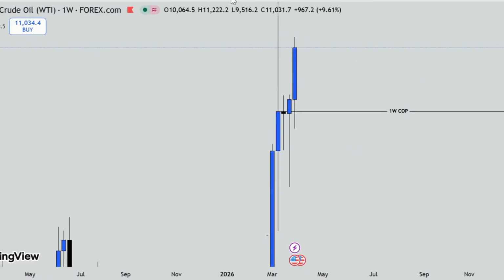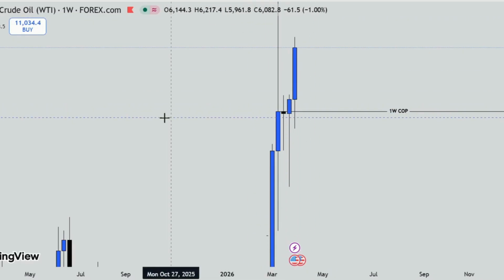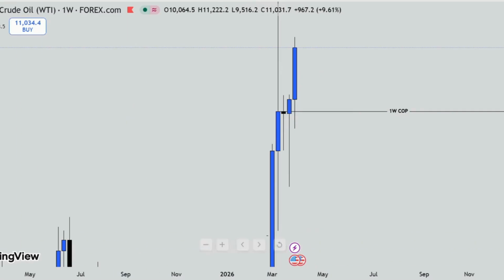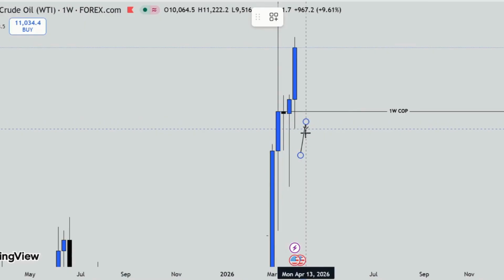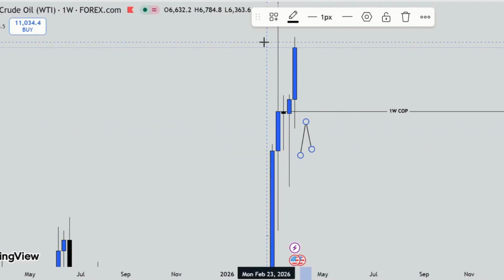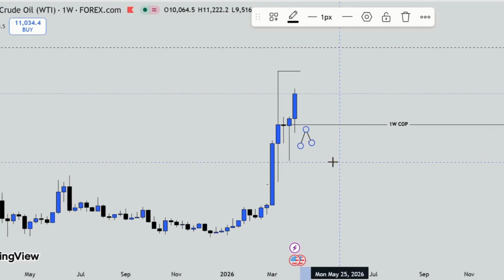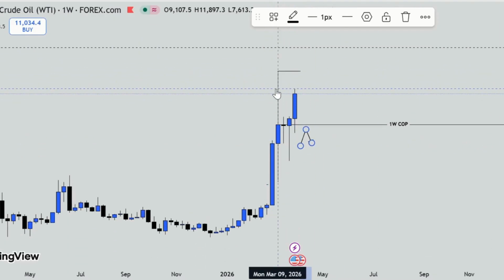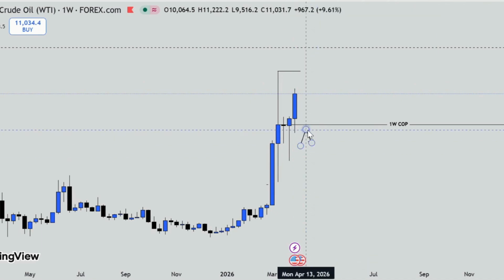When you switch to the line chart, I'm trying to switch to the line chart, I don't know what's wrong. It's going to be something like this, without this wick here. So this level is what I'm looking at. That's why you see I placed the horizontal line here.